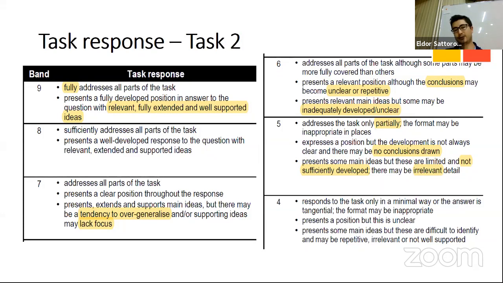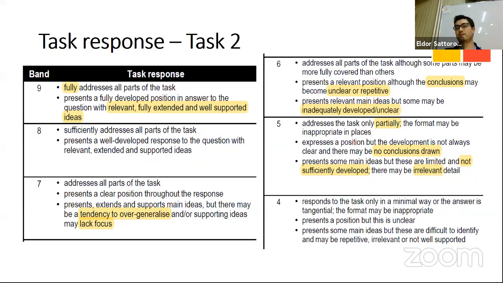Sometimes students write an argument, a very good idea, but they fail to develop it. They fail to explain the point and why. Sometimes examples can be totally irrelevant, so they're not sticking to the topic. So again, it's very important that you keep the question in mind throughout your writing.